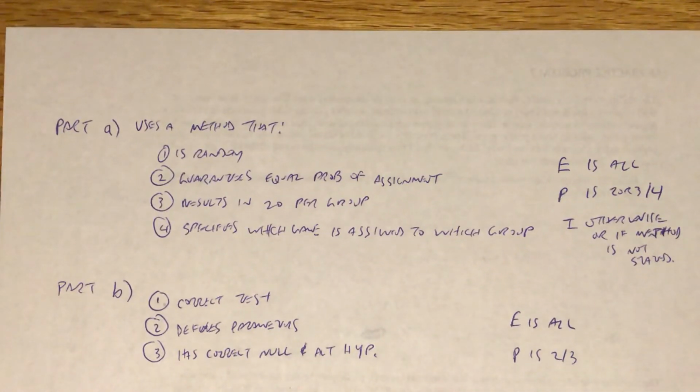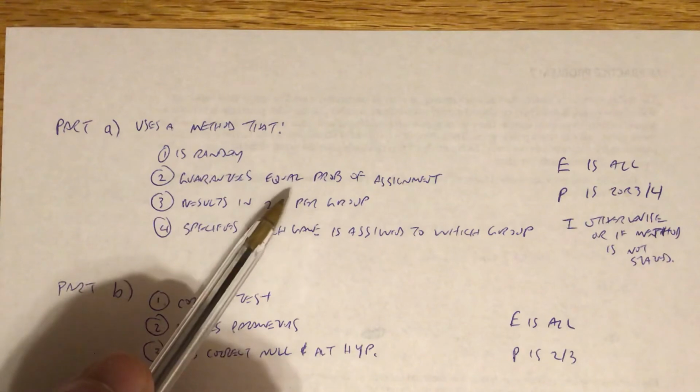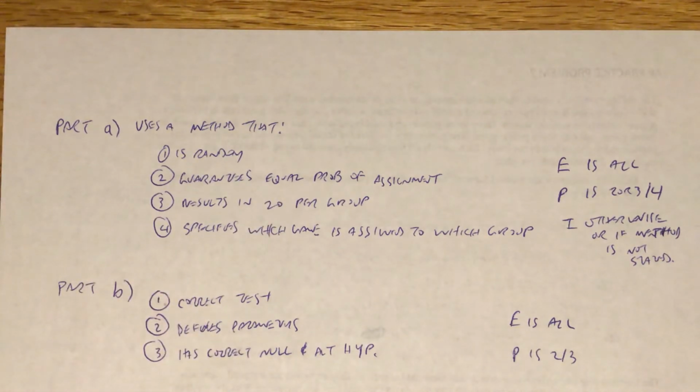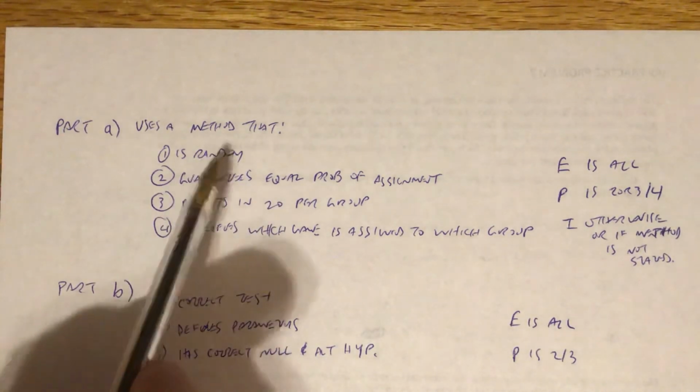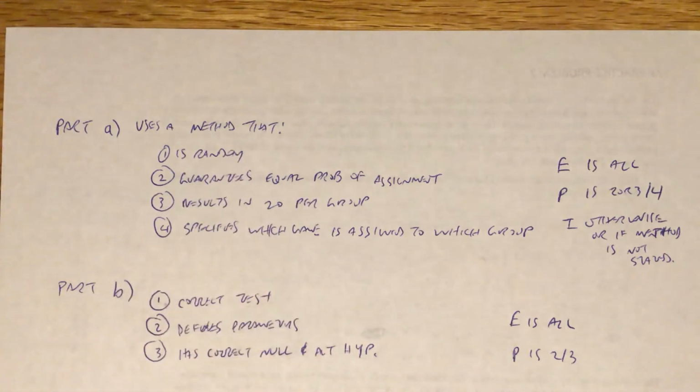Your method needs to be random. It needs to guarantee equal probability of assignment. Usually if you pick something random, this will happen. I mean, not always, but most methods you pick, like shaking a hat or a computer generator, this would be covered under random.